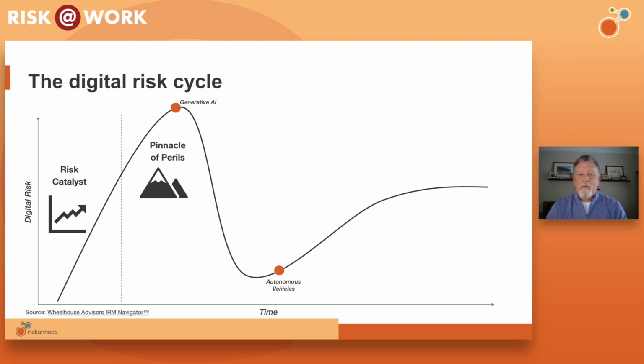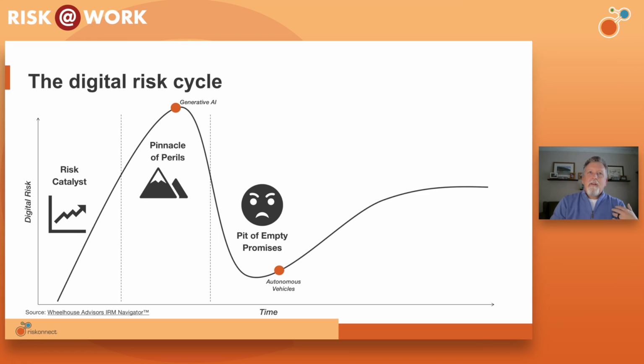And you've got this whole slate of risks that certainly need to be addressed, but they need to be addressed in a way that is relevant to how that product or service or new process is being used. And typically, it's not addressed in that way. All these risks are mitigated on a one-off basis, and scenarios will quickly emerge that drive the technology into what I call the pit of empty promises.